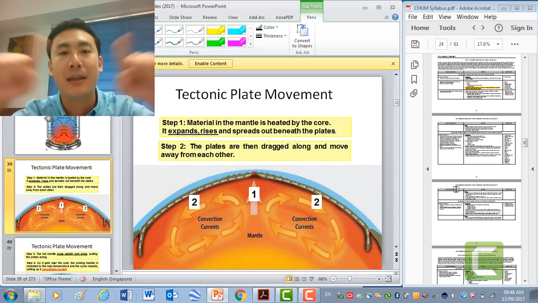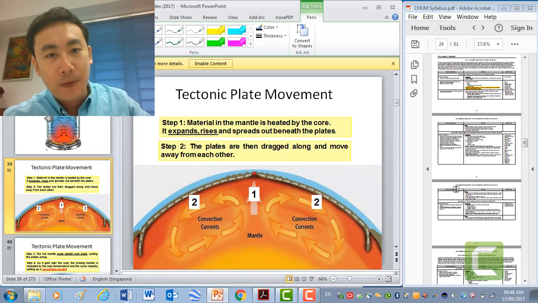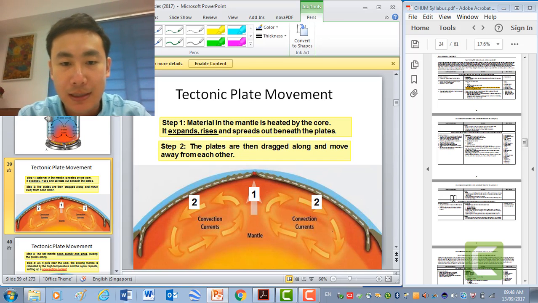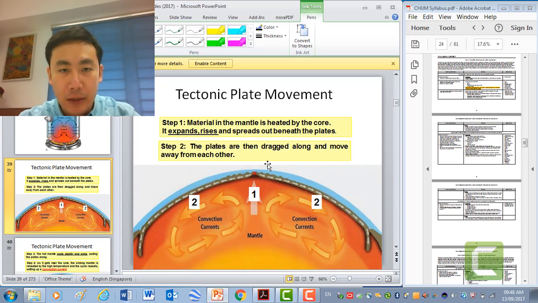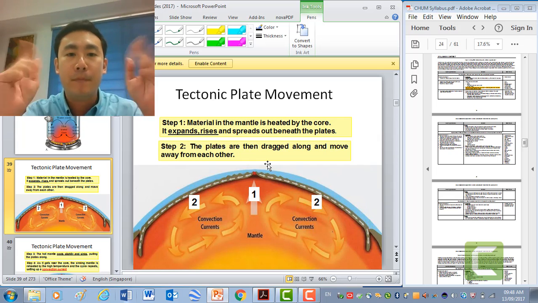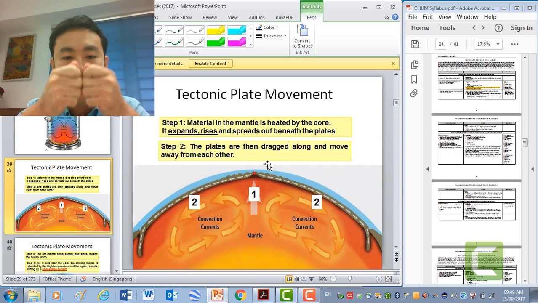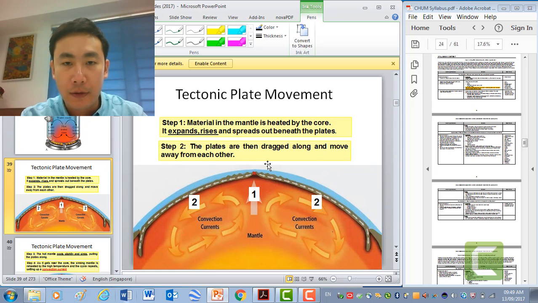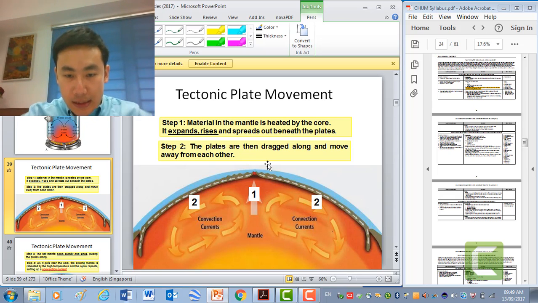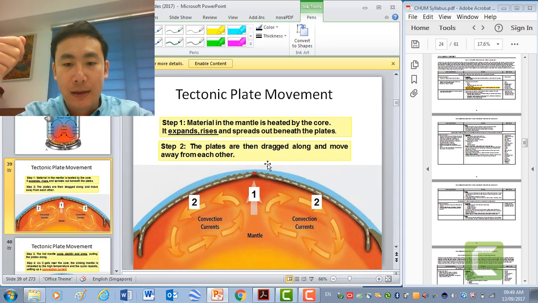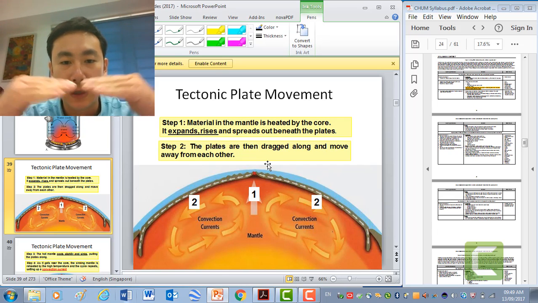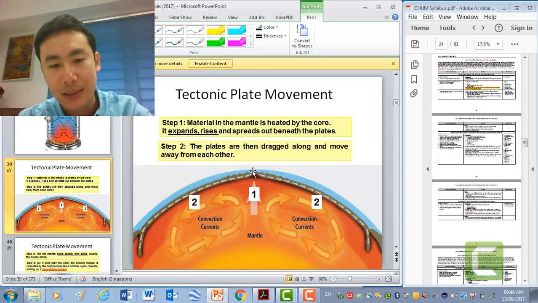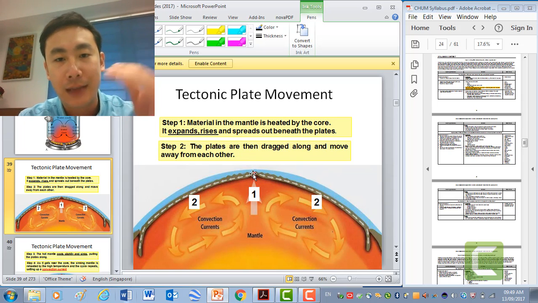Now, as that is happening, the plates are being dragged along, right? And as you can tell in this diagram, they are being dragged along at the point where the mantle material is moving up. Because at the point where it moves up, it drags the plates away from each other. And then when it sinks, it's dragging the plate to a point of convergence. So where the convection currents are sinking, that's where you find convergence. When the convection currents are rising, that's where you find divergence.